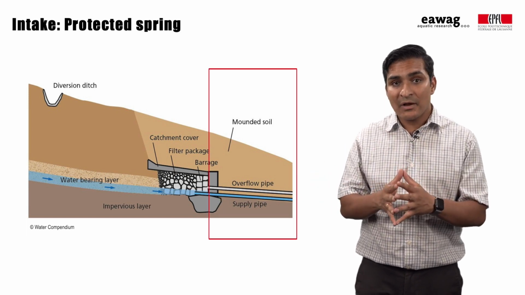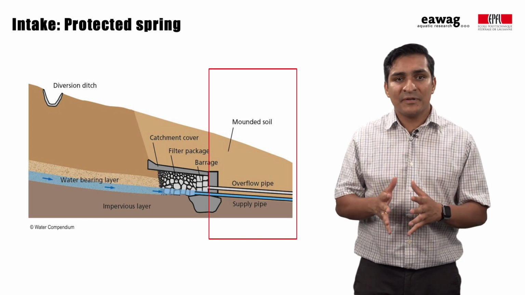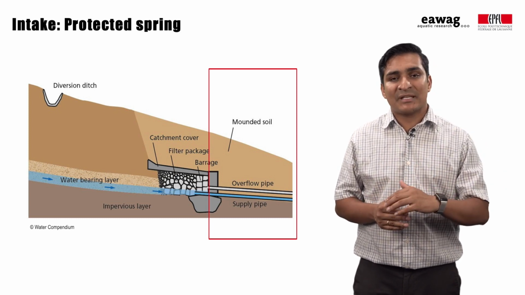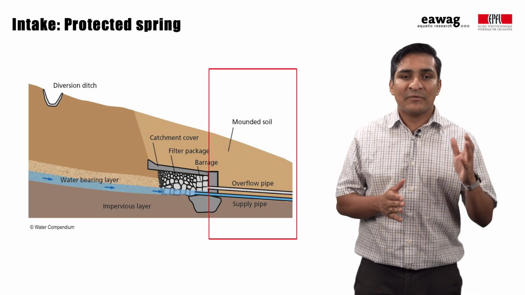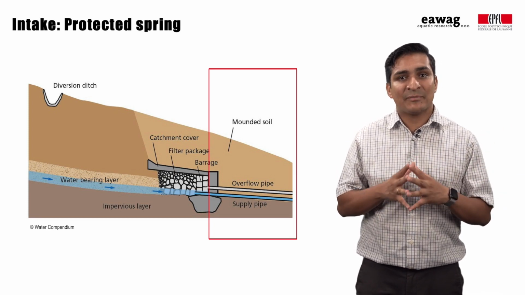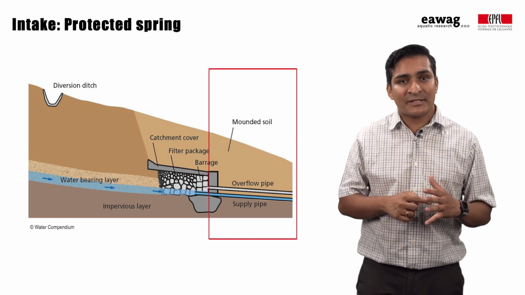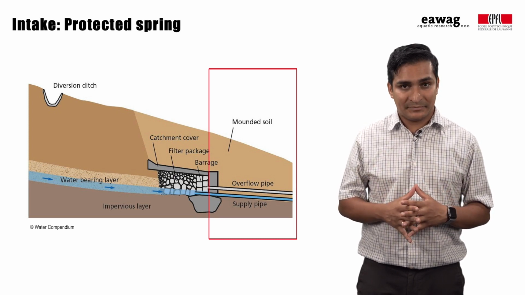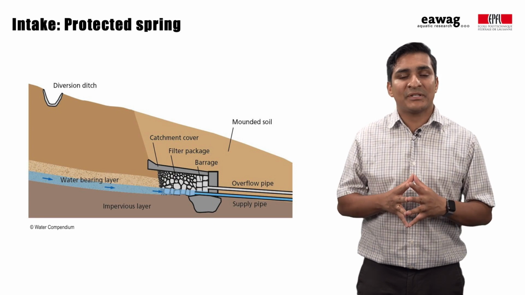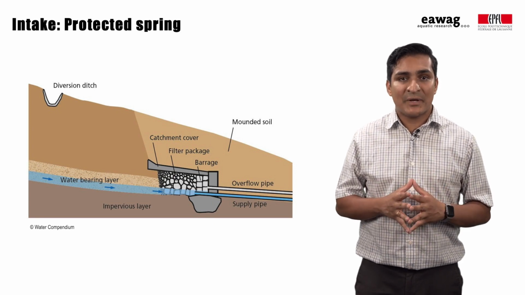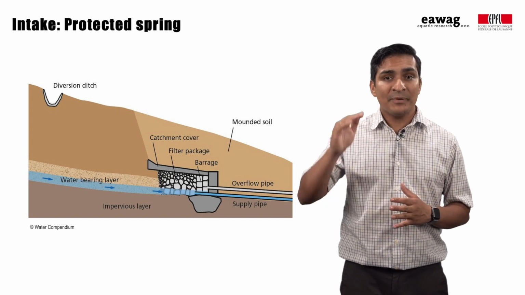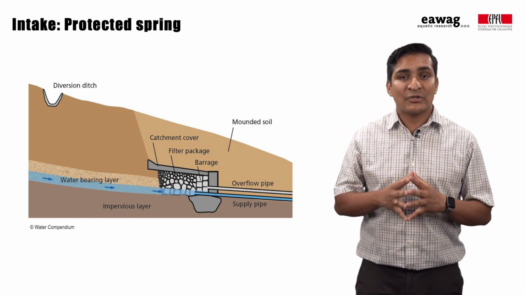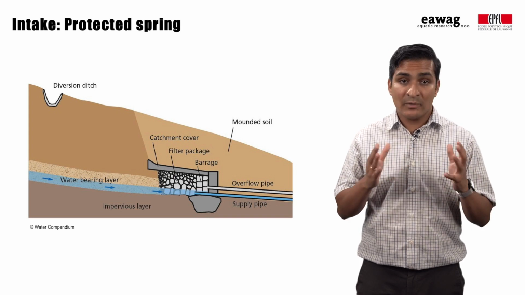The supply or outlet pipe delivers water to the system downstream, and an overflow pipe with a screen to prevent insects and small animals from entering discharges any excess water. A minimum protection zone of 15 meters radius is recommended, along with a diversion ditch uphill from the spring intake to shield it from pollution and also from erosion.